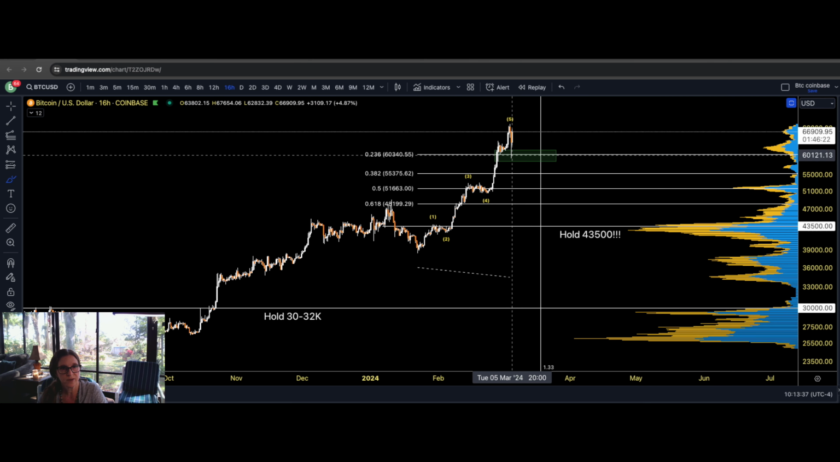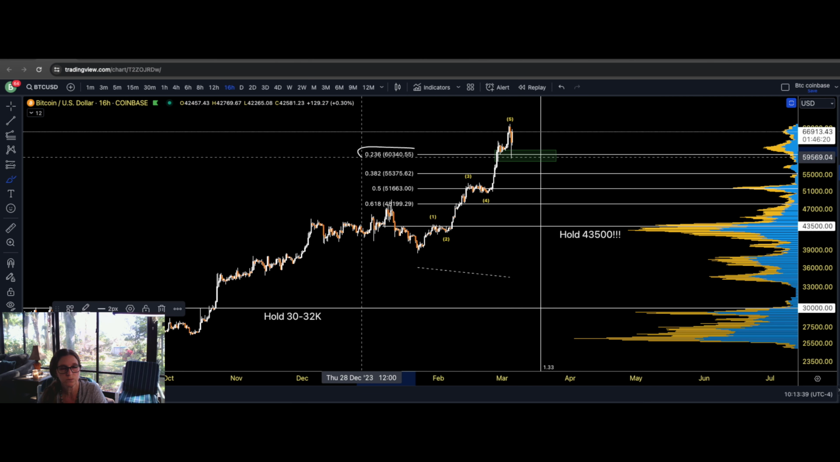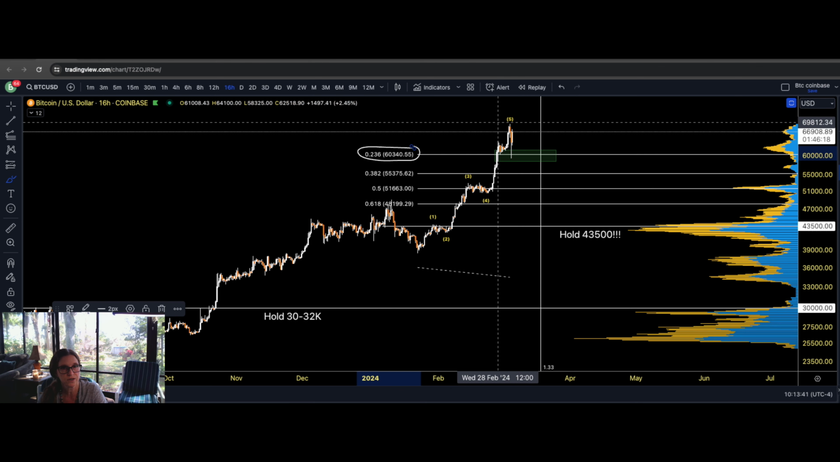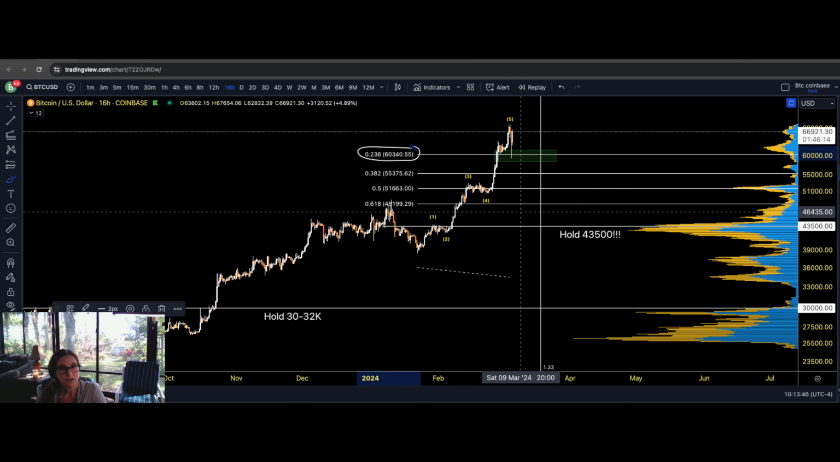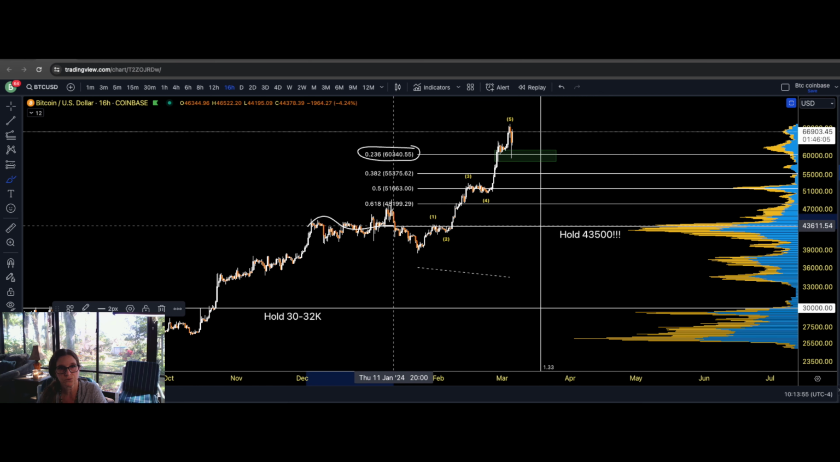Let's take a look at this current leg that we want to be the start of something. So far, the pullback has hit the 236. Very bullish pullback. There's nothing to be concerned about right now. Again, it must hold 43,500. So if it decides to come deeper, which would be perfectly fine, we do not want to come through this area.